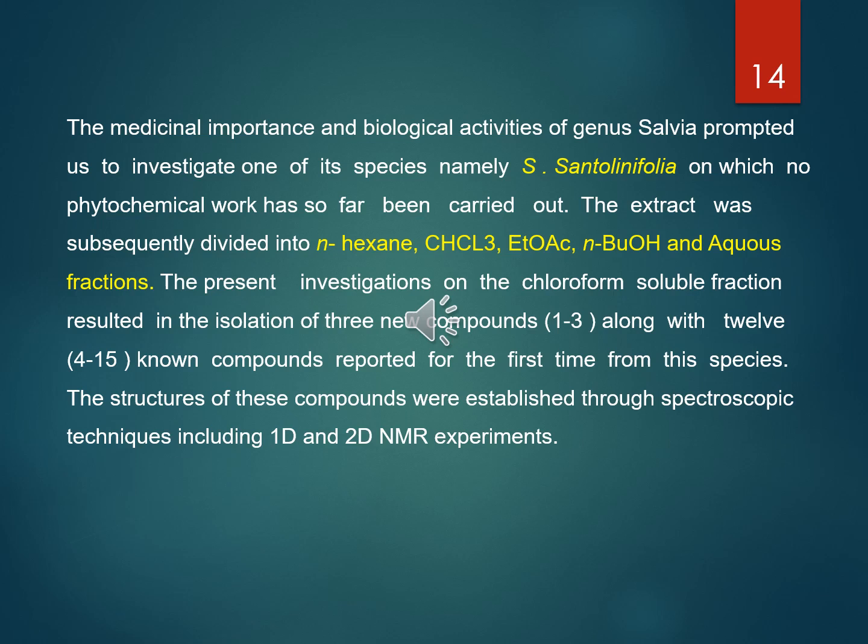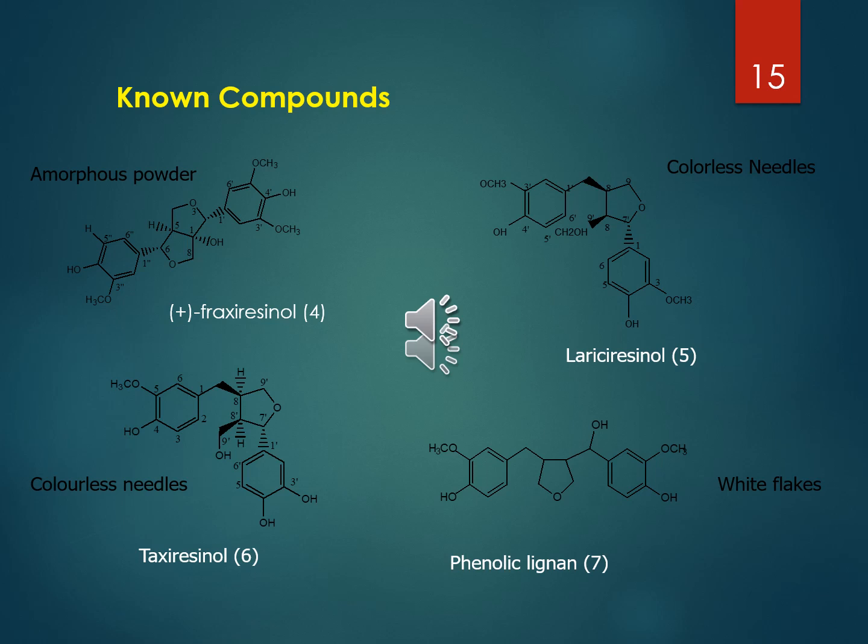The extract was subsequently divided into n-hexane, chloroform, ethyl acetate, n-butanol, and aqueous fractions. The present investigation on the chloroform soluble fraction resulted in the isolation of 3 new compounds along with 12 known compounds reported for the first time from this species. The structures of these compounds were established through spectroscopic techniques including 1D and 2D NMR experiments. These compounds have been isolated from Salvia centralinifolia.